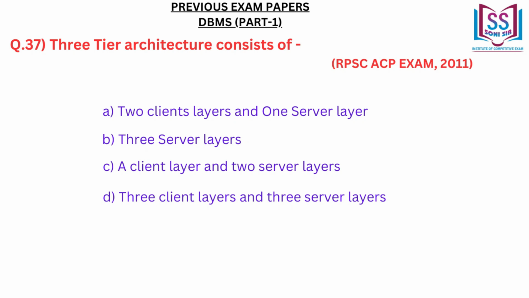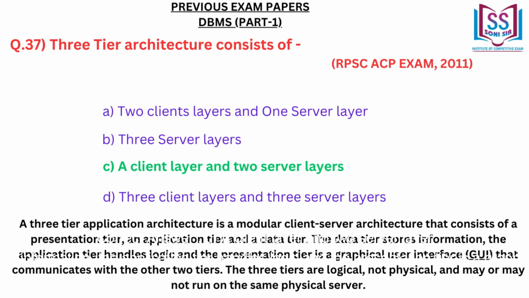Three-tier architecture consists of A. 2 client layers and 1 server layer. B. 3 server layer. C. 1 client layer and 2 server layer. D. 3 client layers and 3 server layers. Correct answer C. 1 client layer and 2 server layer.